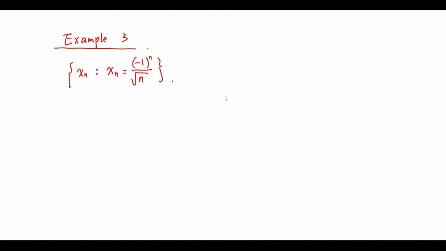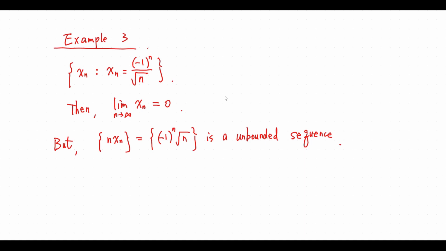Consider this sequence. The limit of this sequence equals 0. The sequence nxn is an unbounded sequence.